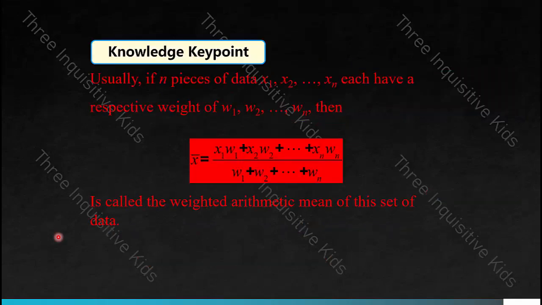Knowledge key point. Usually, if n pieces of data, so x1, x2, all the way to xn, each have a respective weight of w1, w2, all the way to wn, then this formula right here, so as you can see, x with the line over it, is equal to the top, we have each x multiplied by its respective weight, all added up together, divided by, at the bottom here, the sum of all of these weights.